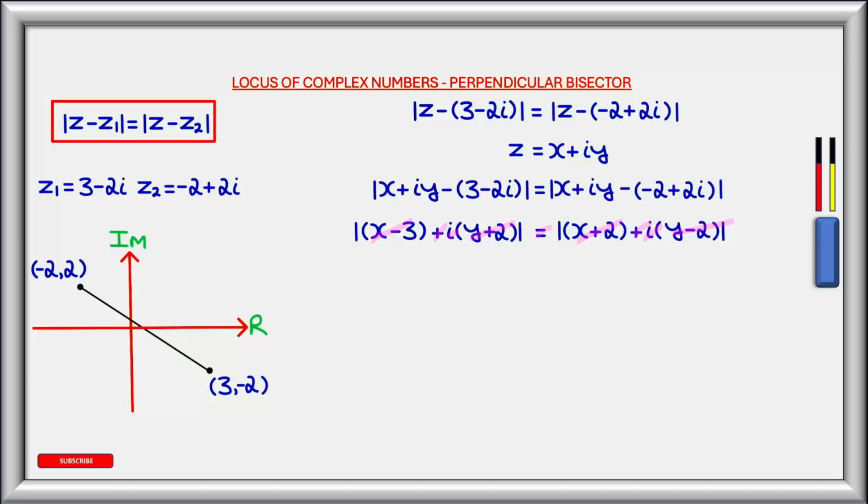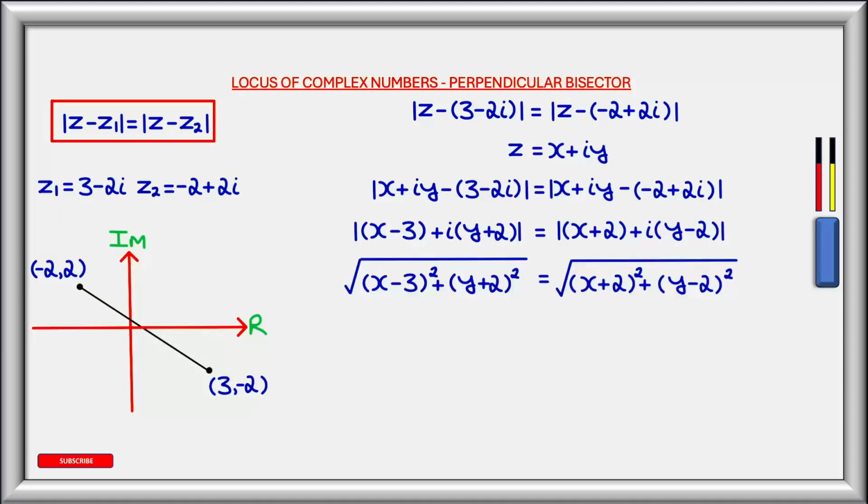If we now think of the left hand and the right hand side of the equation as two complex numbers, where on the left hand side x minus 3 is the real part and y plus 2 is the imaginary part, and on the right hand side x plus 2 is the real part and y minus 2 is the imaginary part. And to find the modulus of these complex numbers, we take the square root of the sum of the squares of the real and imaginary parts.